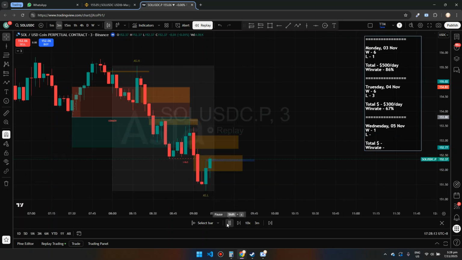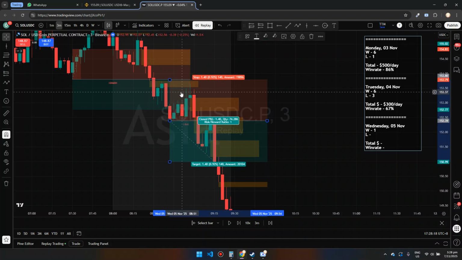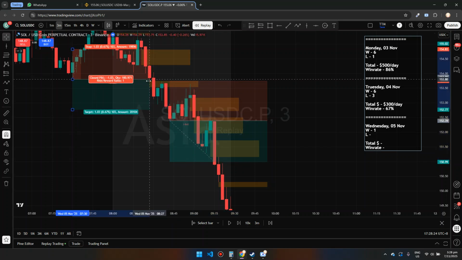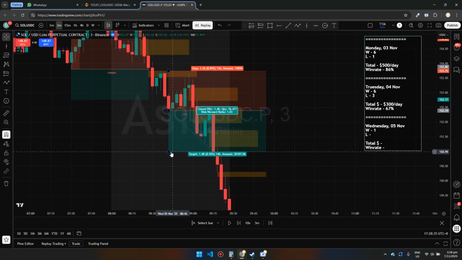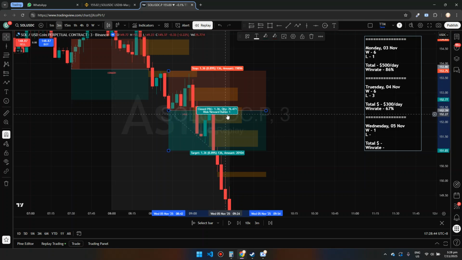Okay, so next, here there is a BOS behind the fair value gap. I will just use the second fair value gap above, because I've got two layers of protection, right? One layer, two layers. So I just find the second fair value gap, and then I aim for a 1-to-1 risk ratio.